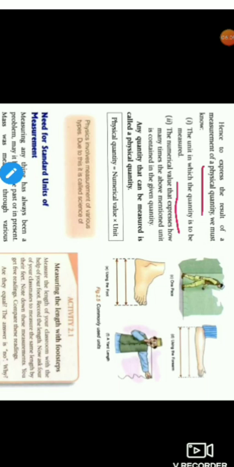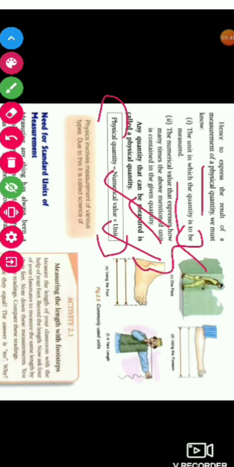So you should know what unit you are going to use and how many times you are going to use that particular unit. These two things are very important when you measure anything. Any quantity that can be measured is called a physical quantity. Now, what is a physical quantity? If someone asks you, any quantity which can be measured is called a physical quantity. And a physical quantity, I told you, has two very important things. One is the numerical value, another is the unit, and the multiplication of them is used as measurement.